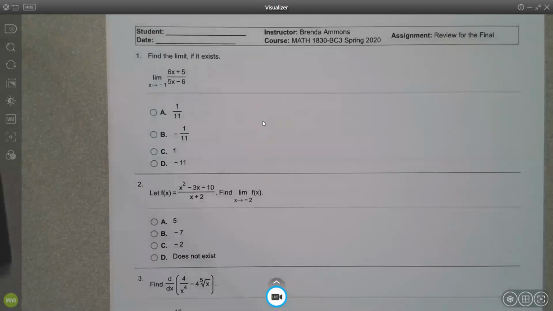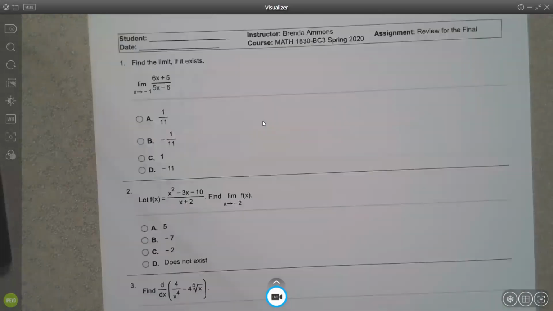You all are going to be taking the final. I'm not. I made it. So do you remember what you have to do? Don't you graph it first?